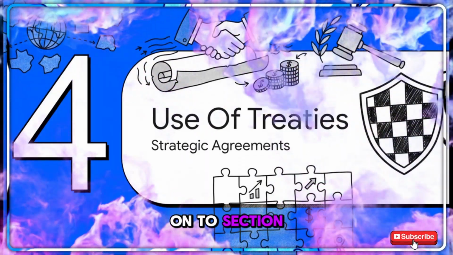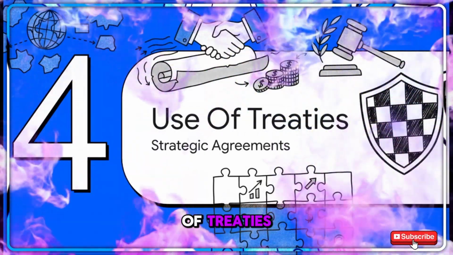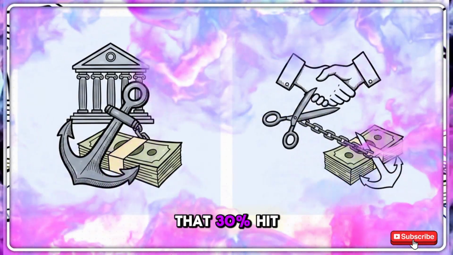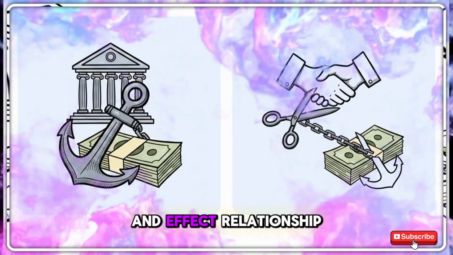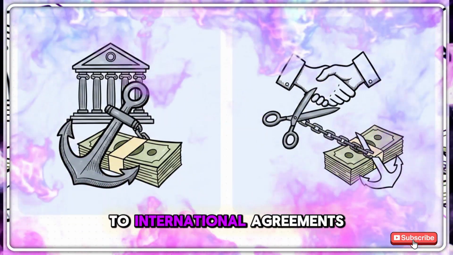All right, on to Section 4, strategic use of treaties. So are you just stuck with that 30% hit? Not necessarily. We have a very clear cause and effect relationship here when it comes to international agreements.